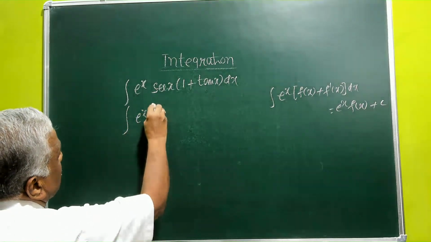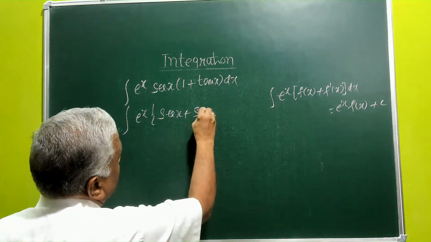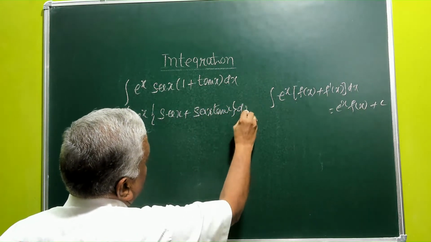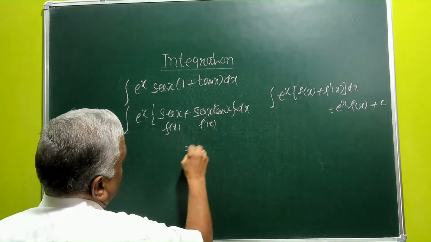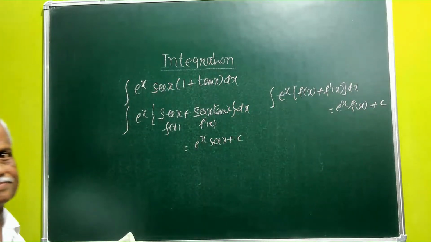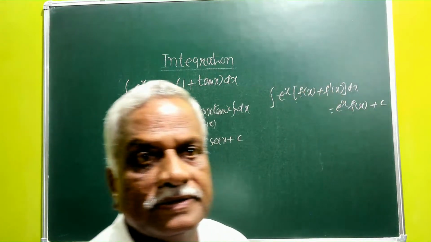So you can write this as e to the power of x into secant x plus secant x tan x dx. So this is f of x and this is f dash of x. So the answer is e to the power of x into secant x. It's going to be a very simple problem. You have noticed that.